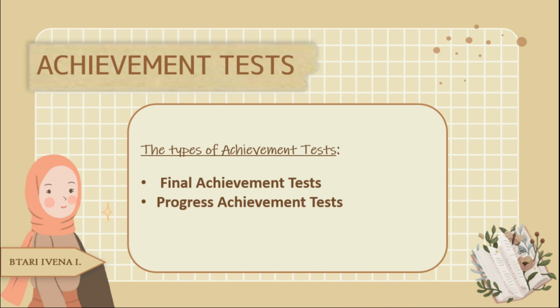Final achievement test. Final achievement tests are thus administered at the end of a course of study. Progress achievement tests. Progress achievement tests are intended to measure the progress that students are making. One way of measuring progress would be repeatedly to administer final achievement tests, the increasing score indicating the progress made.